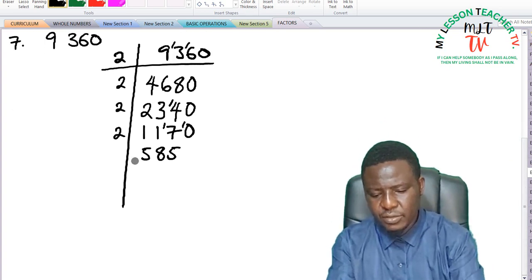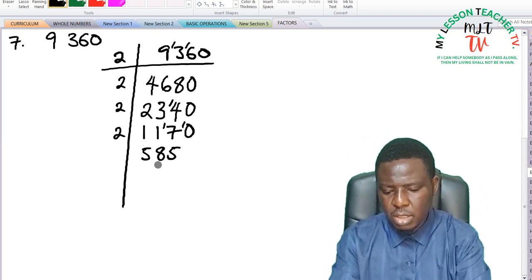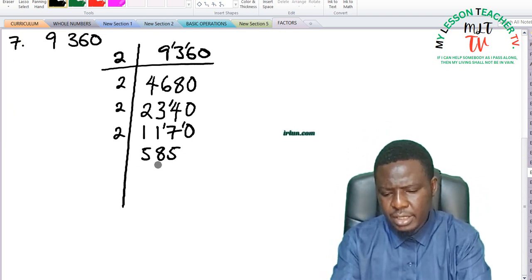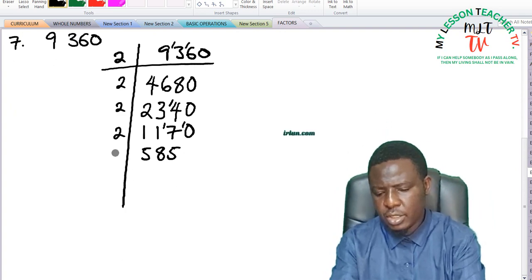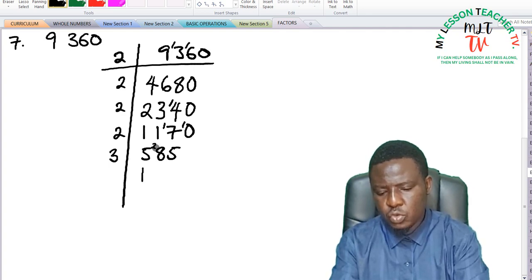5 can still divide since 2 cannot. And okay, 3 can divide because the sum of the digits gives you a multiple of 3. So 3 into 5 is 1 remainder 2. 3 into 28 is 9 times remainder 1. 3 into 15 is 5.